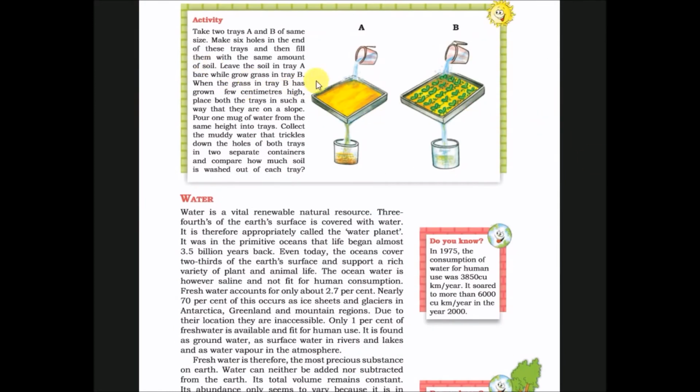So as you can see here, where plants are grown in this soil, the soil didn't run off. But in A, the soil ran off because there were no crops.